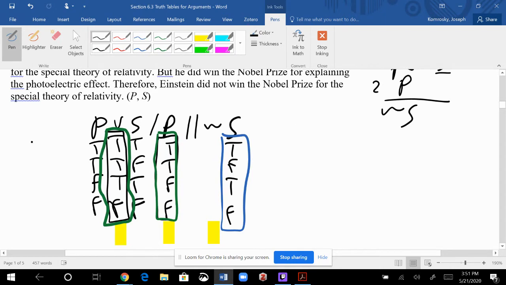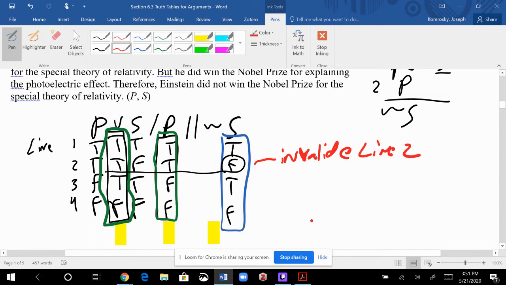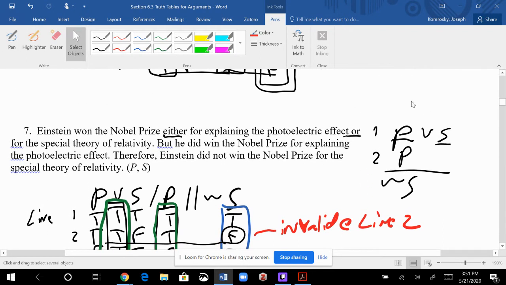So let's go back to the basics. Line 1, 2, 3, 4. We're going to go across. Do we have a true, true, and a false? No. True, true, and a false? No. Oh, yeah. Right here. True, true, and a false. We have two true premises and a false conclusion. And we know that when that's the case, it is invalid. And if I want to get fancy-pantsy, invalid at line 2.